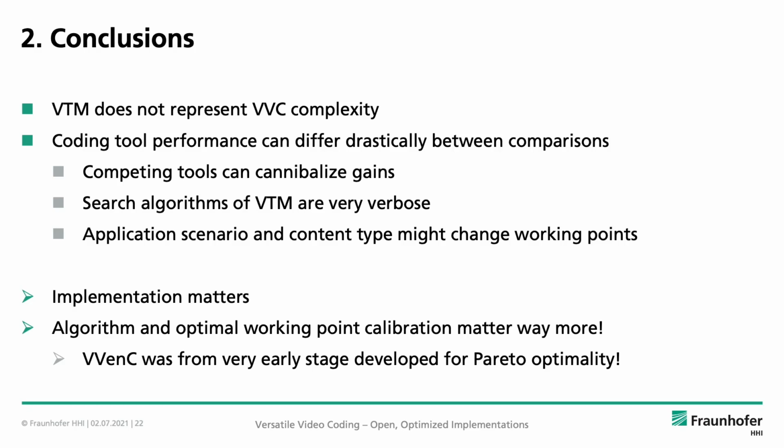And just to give you two things to think about. One thing is implementation matters. So we were able to speed up VVenC versus VTM by a factor of 2 by just changing the implementation, but also algorithm and definition of optimal working points matter even more. And VVenC was, from the start, designed with this Pareto optimality in mind.